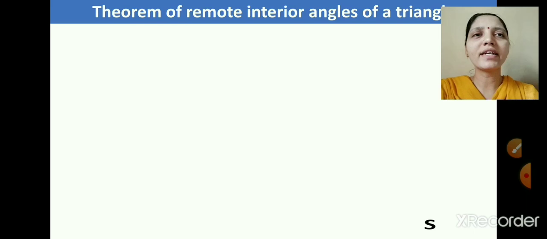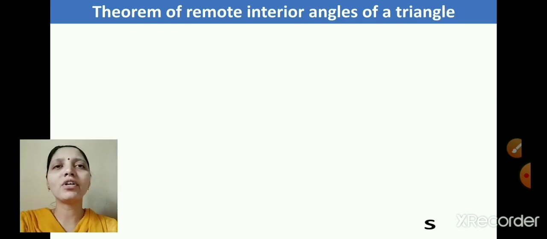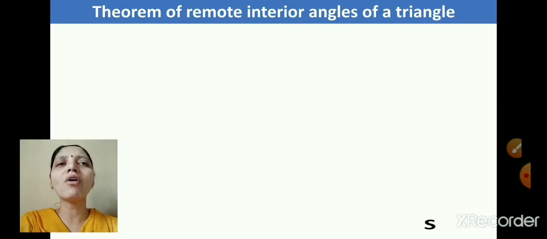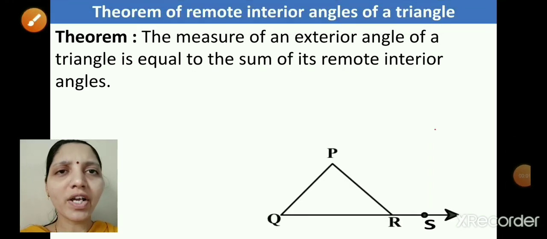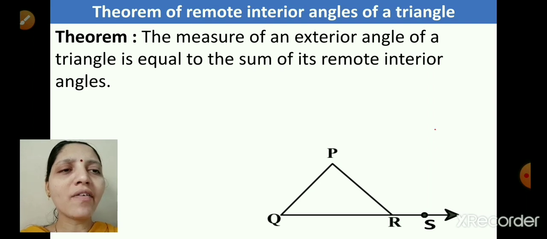Now let's get started with the first topic from this lesson, that is the theorem of remote interior angles of a triangle. Now what does this theorem state? The measure of an exterior angle of a triangle is equal to the sum of its remote interior angles. So this is the statement for this theorem. Now let's try to draw a figure according to the statement. Here I have drawn triangle PQR and I have extended side QR to point S.